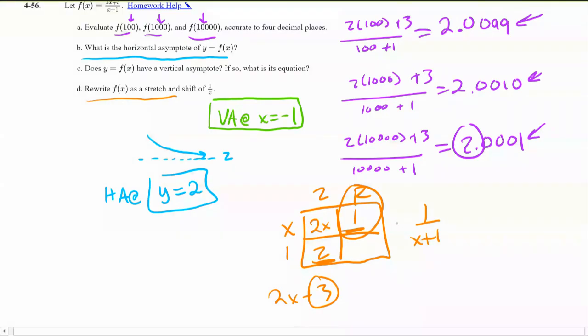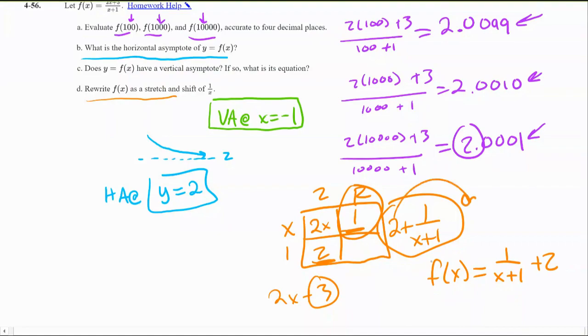is my remainder, and so 2 plus 1 over x plus 1 is what I get when I divide, but if I'm looking to make it look similar to what we've dealt with for shifting our original function, I'm moving this 2 to the other side so I can see that that is where I get my horizontal asymptote from. And so here is my transformation form of the original equation we were given.